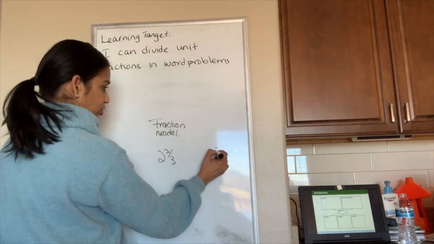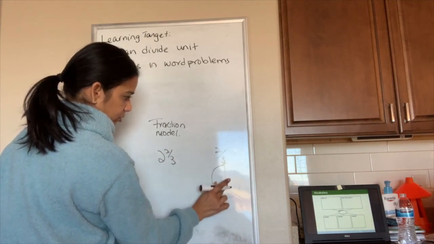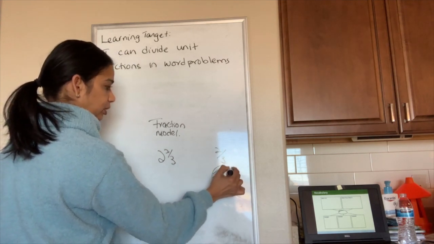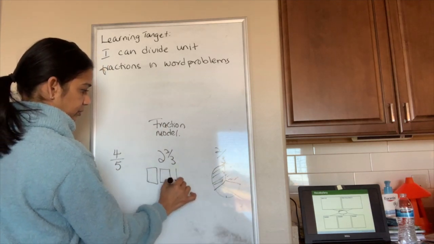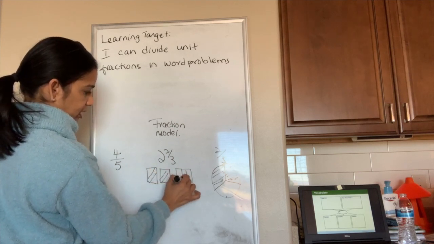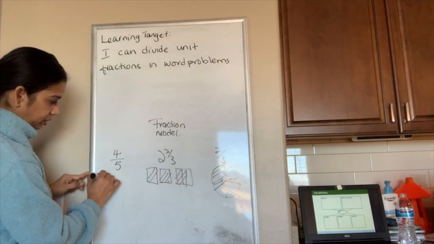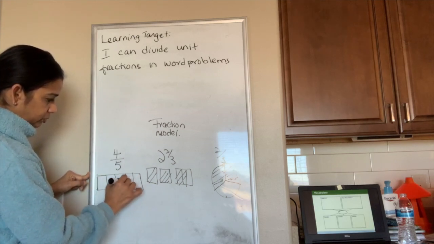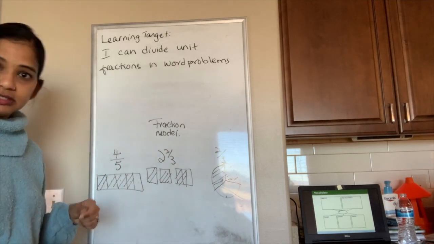2/3. So like 2/3 would be, this is divided into 3, and then 2/3 would be 1, 2. See that? 2 2/3 will be 1, 2, and then just 2/3, right? 4/5 would be, as we have this divided into 5, 1, 2, 3, 4, 5, and then we shade 4 of them. So that's 4/5. Get it?